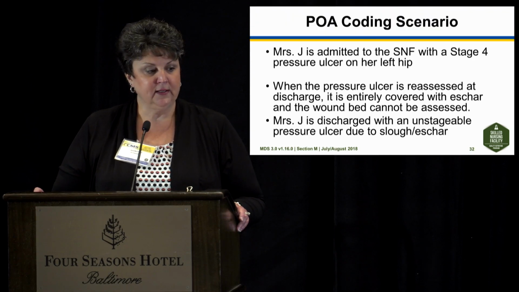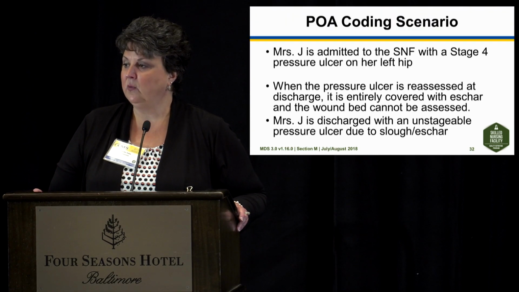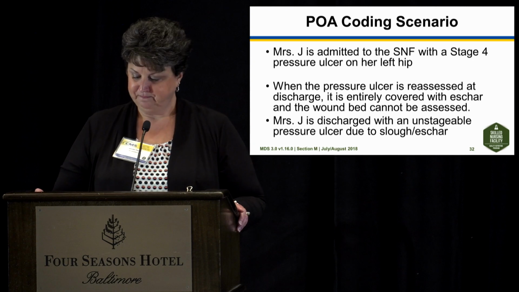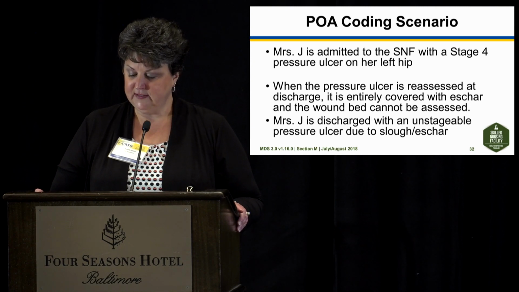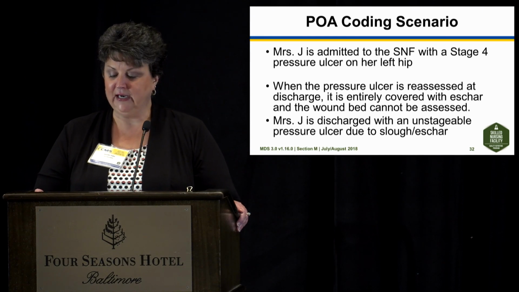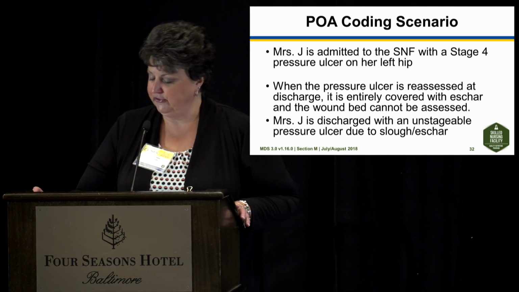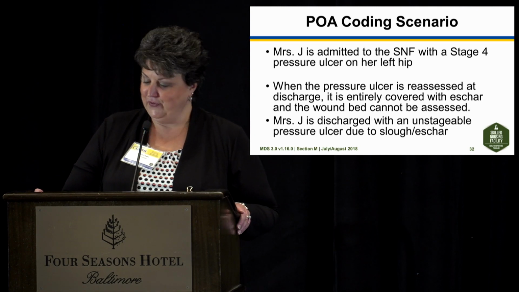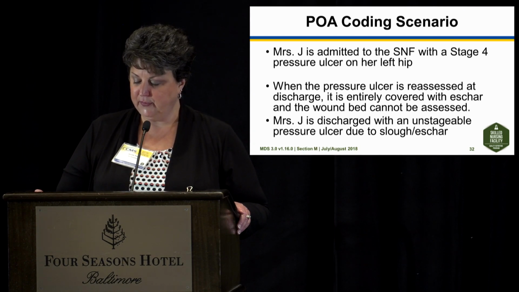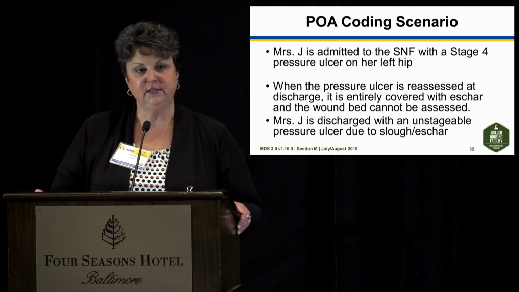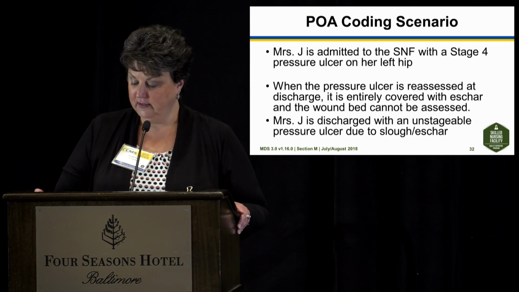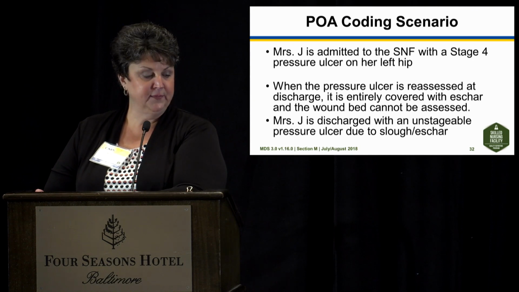So let's look at a present on admission scenario. This is not one that you have for polling yet. We're just going to talk through this one, but we have a lot of polling to come on this section. So Mrs. J came into our SNF with a stage 4 pressure ulcer on her left hip. When the pressure ulcer is reassessed at discharge, hopefully it was reassessed before discharge too, it's entirely covered with eschar and the wound bed cannot be assessed. Mrs. J is discharged with an unstageable pressure ulcer due to slough or eschar. So Mrs. J had a stage 4. During her SNF stay, the ulcer became completely covered with slough or eschar. How do you code this in M0300?